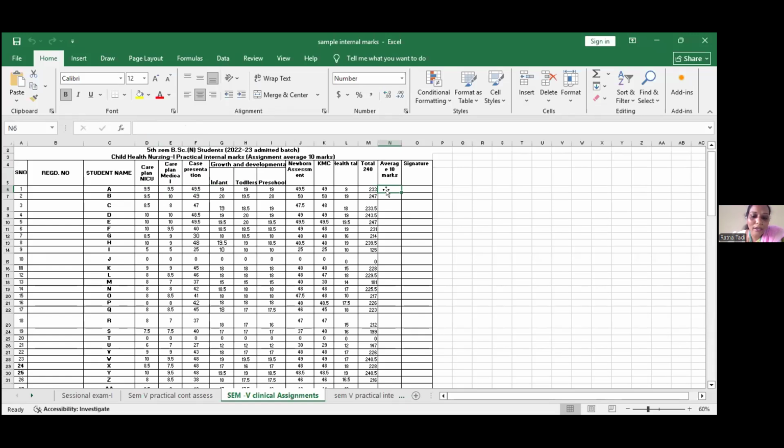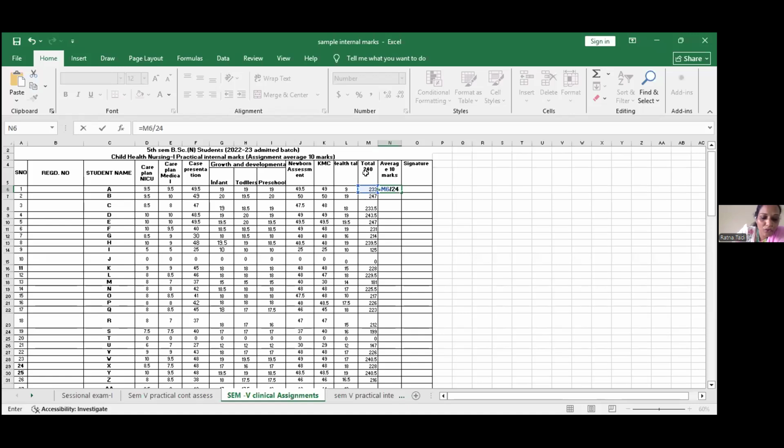So what I can do is press equals to, and select the grand total which I got by adding. This adding can also be done directly: equals to, and just select all these one by one. Select this one, then plus, then select this one, and then we will get this grand total. So equals to this one, and then divide by 240.